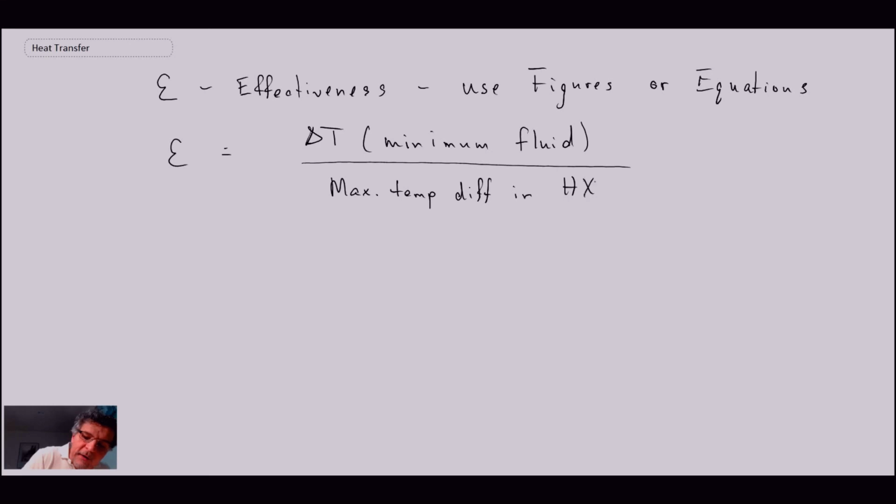Effectiveness is also another way that you can express it just in terms of the delta T of the two fluid streams. You take the delta T of the minimum fluid divided by the maximum temperature difference in the heat exchanger. So those are some of the terms that we'll use in the Effectiveness-NTU method. In the next segment, we're going to look at two different types of problems that you can solve, and then we'll apply it later on in this lecture, solving an example problem that involves the Effectiveness-NTU method.